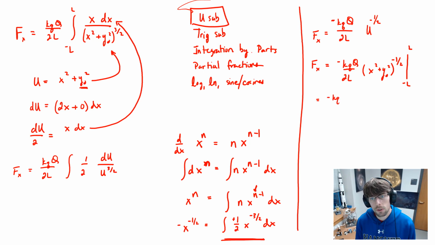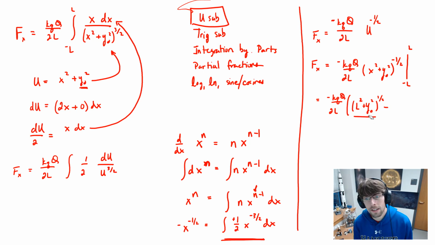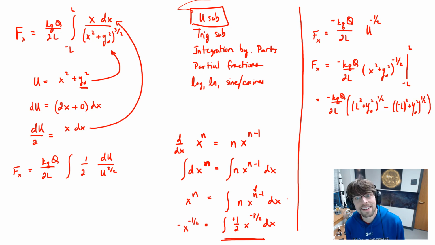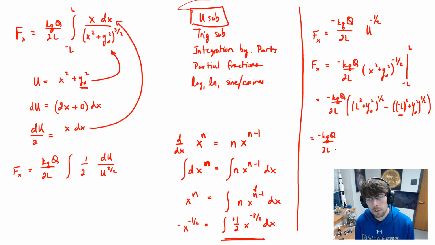Okay. So we have kQq over 2L. Then we have L squared plus y naught squared to the 1/2 minus, right? This is the function evaluated at the upper limit. Now we have to minus the value of the function at the lower limit, negative L squared plus y naught squared to the 1/2. And now hopefully you see, notice I have negative L, but it's squared. And so at the end of the day, I get negative kQ, big Q, over 2L, this term minus the exact same term. So I get 0, like we already knew. Pretty cool, huh?